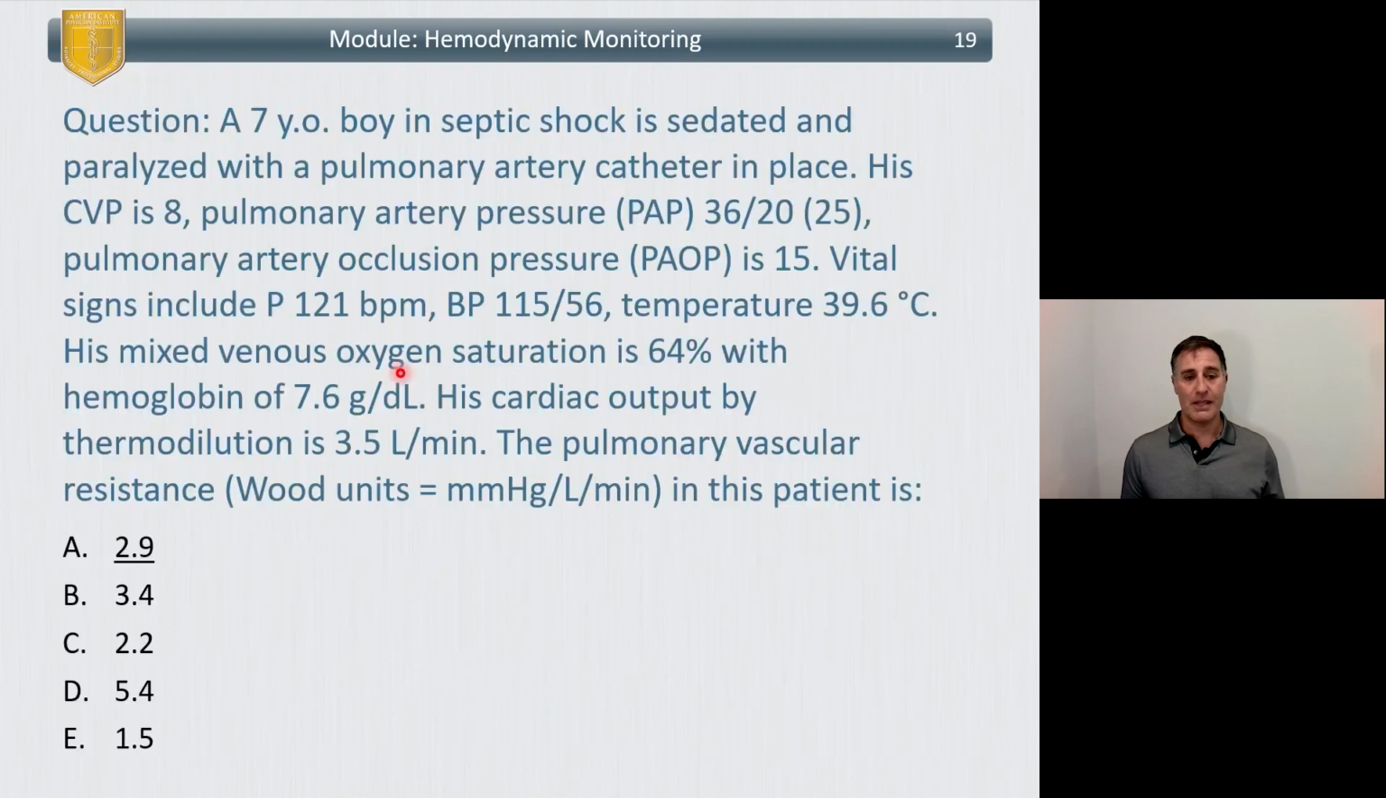So going back here, there's a lot of data you didn't need, right? The data that you needed was 25 minus 15, which is 10, okay? Divided by the cardiac output, which was 3.5. So in your head, you can already tell that 10 divided by 3.5 is about 3. Okay, so 2.9 is going to be the right answer.